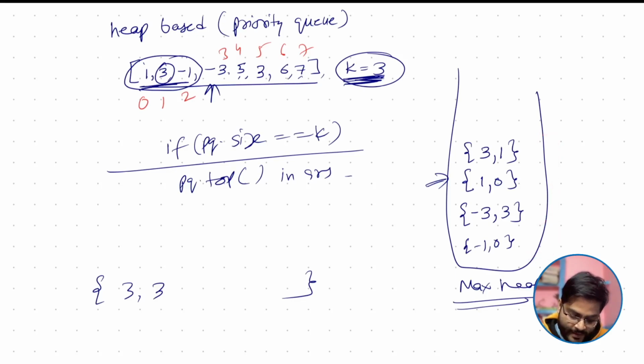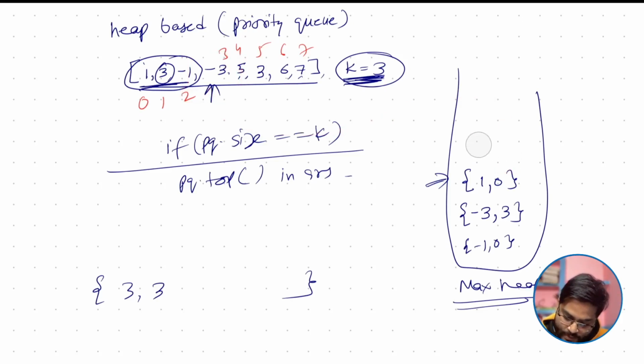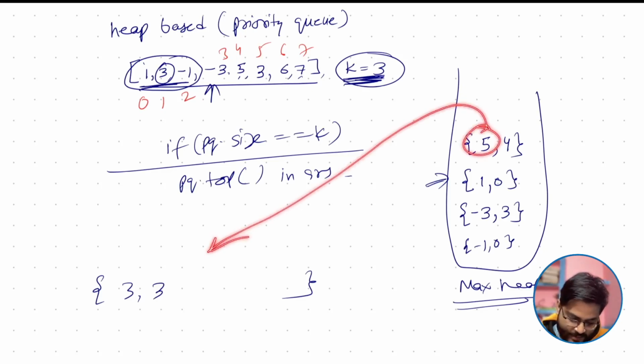Now my next window will be this one, and I will check the top. My top index is 1, but my range starts from 2. So I will pop this out. In this window, I will push 5 along with its index, which is 4. Now I will copy this in the answer, so this will be 5.